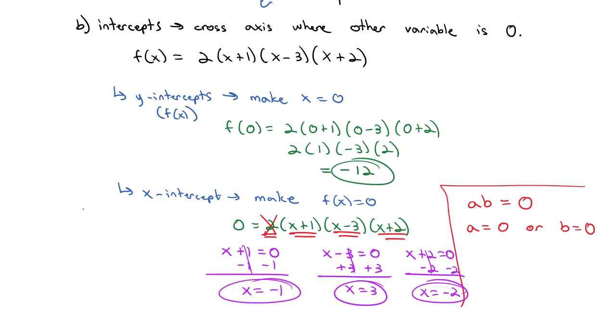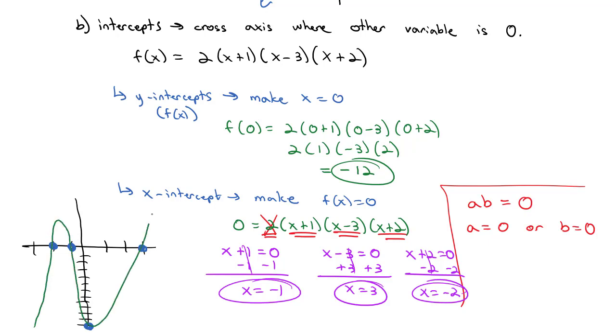Now with the information that I have for this graph, I know that there is an x-intercept at negative 1, 3, and negative 2. I know that there's a y-intercept down here at negative 12. And then I can connect the dots where I'm not allowed to cross the graph anywhere else except at those points. I know the graph looks something like this, and we're starting to get an idea of how we can build these graphs by knowing their degree, by knowing their end behavior, and by knowing their short-term behavior.